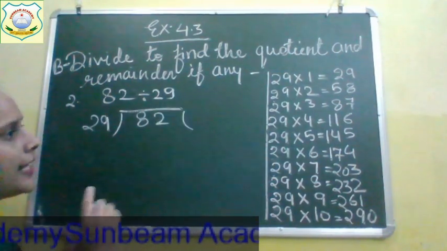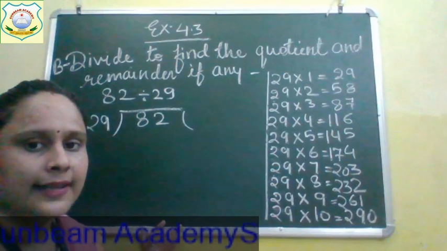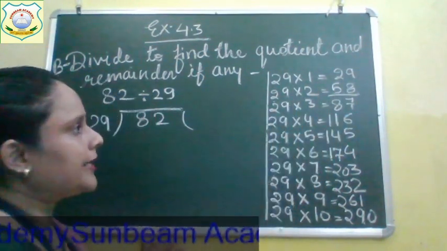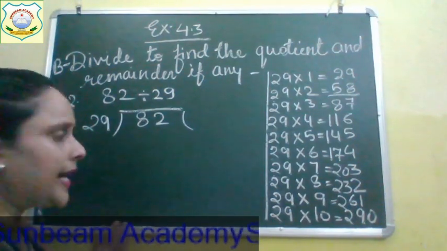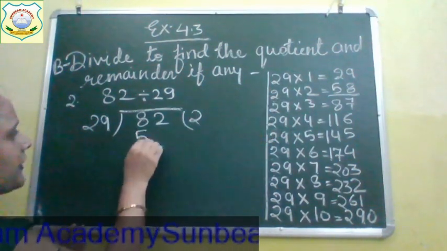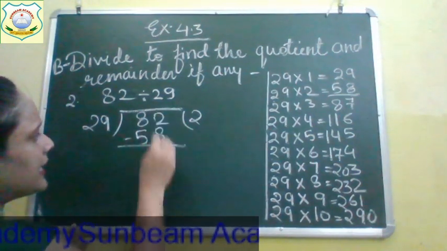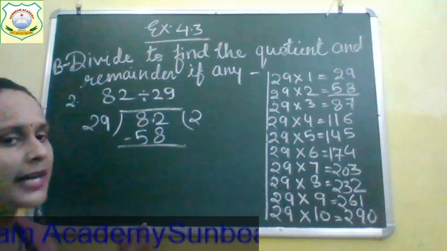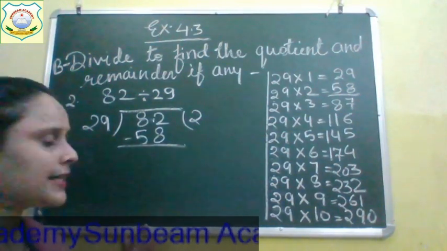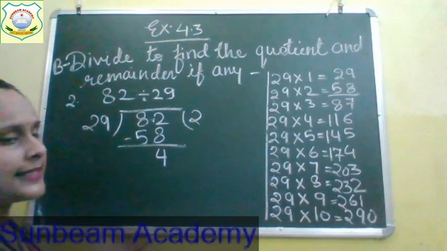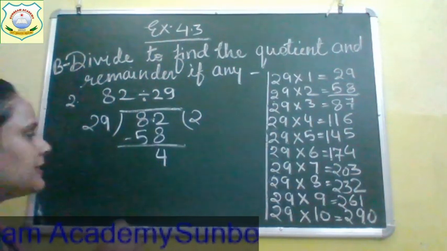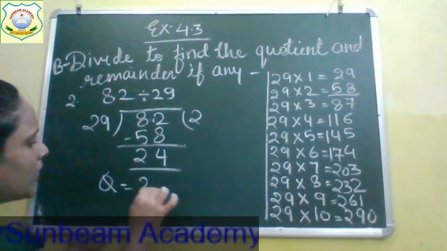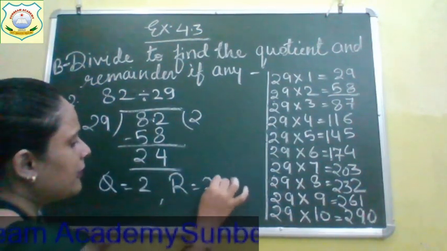Now 82 is coming in the table of 29? No. Okay, so we'll take a number which is less than 82, that is 58. So 29 twos are 58. 12 minus 8, can we subtract 8 from 2? No. So we'll take one borrow, it will become 12. 12 minus 8, you will get 4. And this 8 will become 7. 7 minus 5, you will get 2. So your quotient is 2 and your remainder is 24.